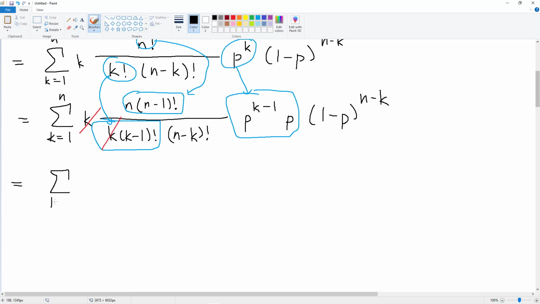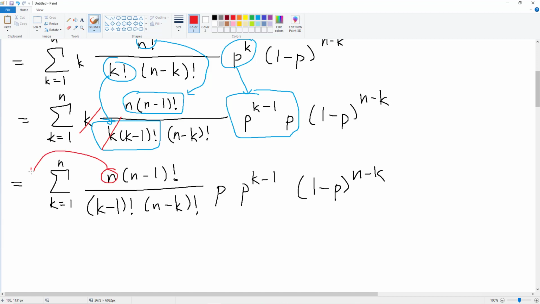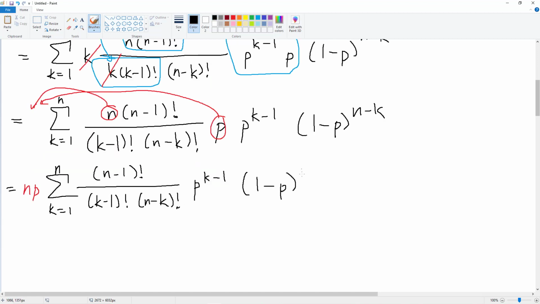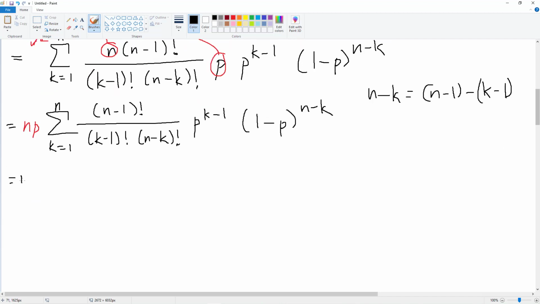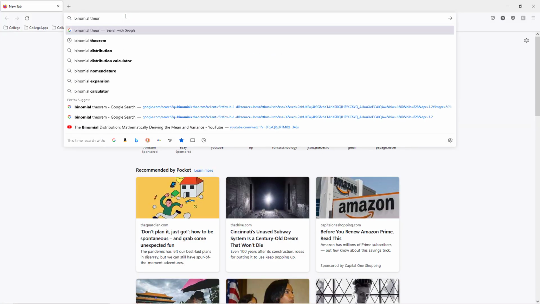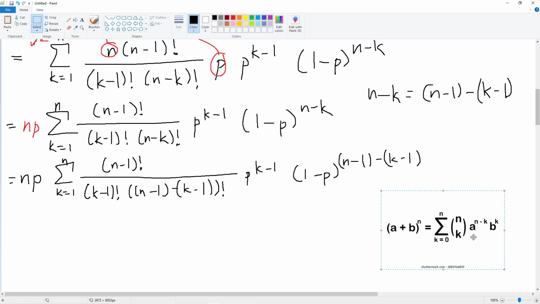Next, we can cancel out the first k with a k in the denominator. And then we could factor n and p out of the summation because they are not related to k. Then, let's just substitute n minus k with n minus 1 minus k minus 1. And it's just a surprise tool that will help us later. Now, if you know a little about the binomial theorem, you'll see that there are some consistencies that line up with the expression that we got and the binomial theorem equation.